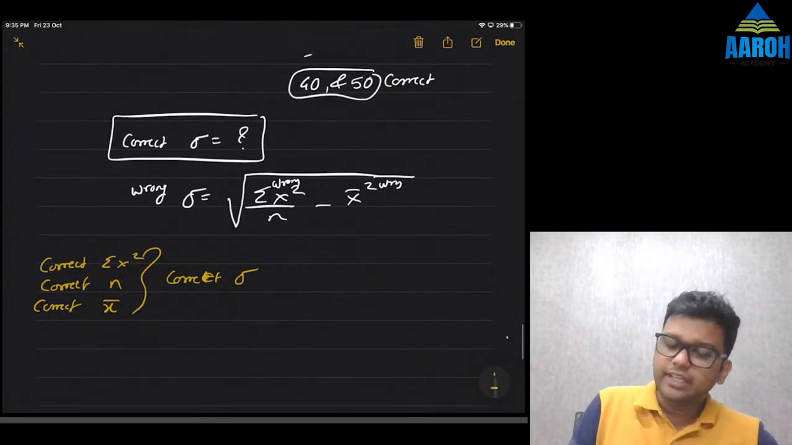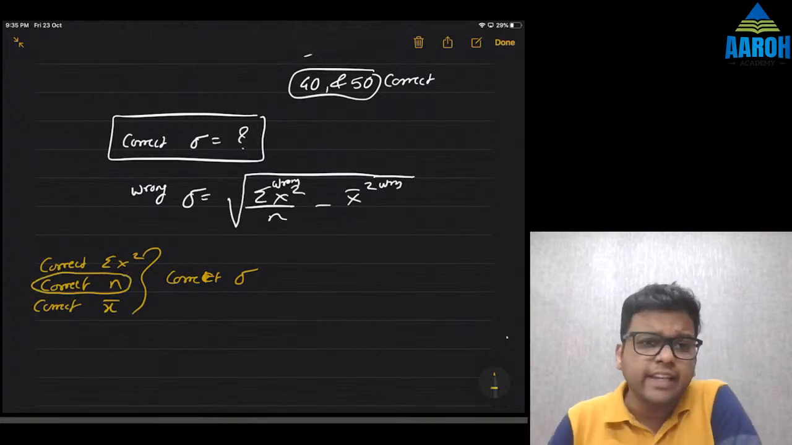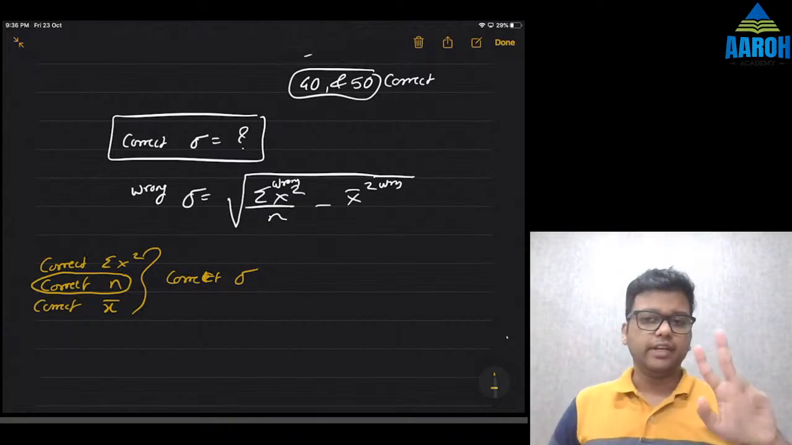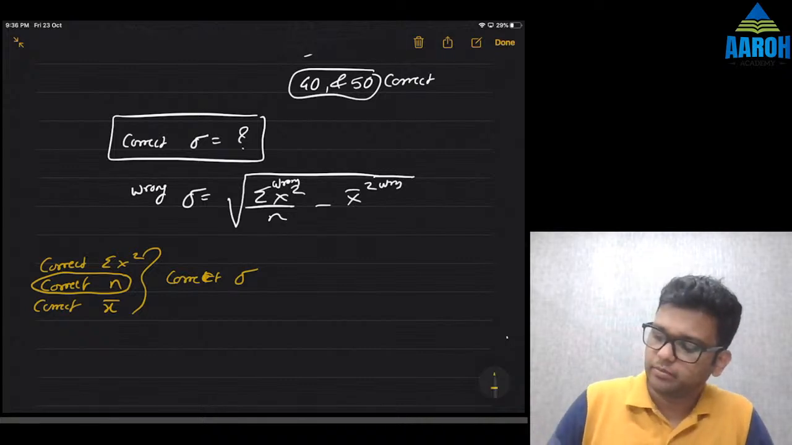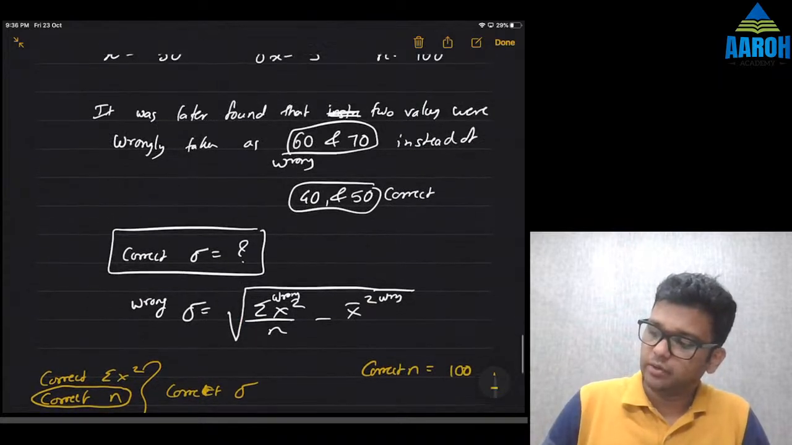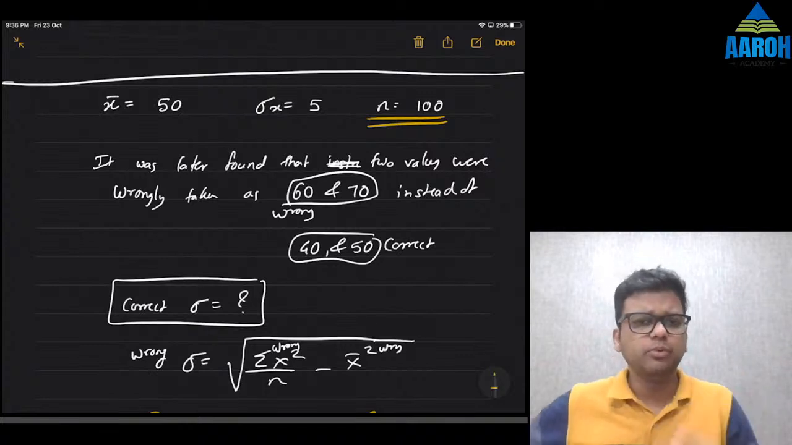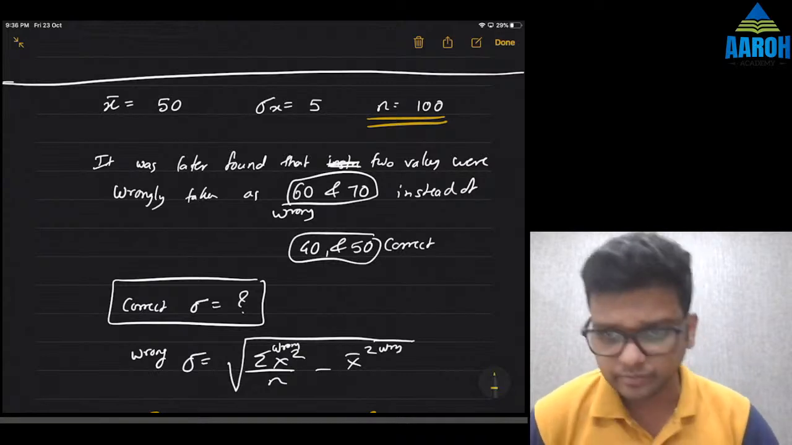Now first let's deal with n. Tell me, is n going to change? Two observations are wrong. Instead of that, we'll put two correct observations. So n is not going to change, right? So n is same. So correct n is still 100 only. Right now also it is 100. Correct n will also be 100 because we'll remove two observations and we'll put two extra observations, right? Okay.